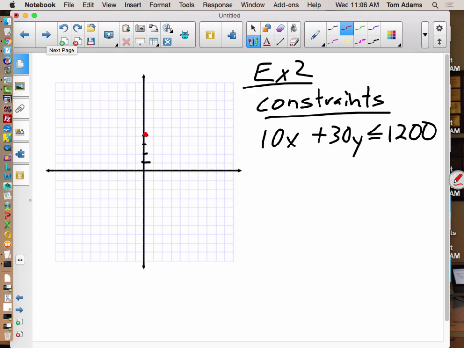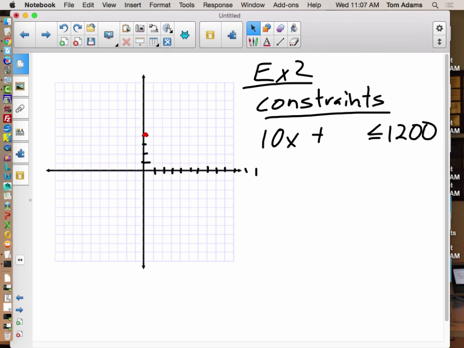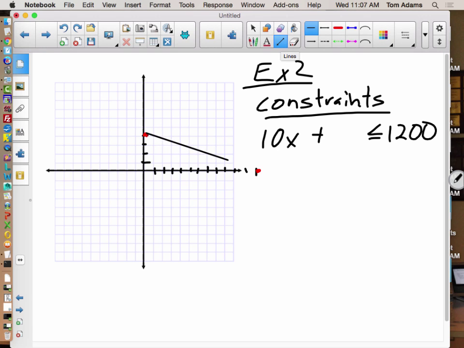Now the other thing I need to do is the exact same thing. I could pretty much pretend that this goes away. And what's my x-intercept? 120. So if I count by 20s again, I go 1, 2, 3, 4, 5, 6, 7, 8, 9, 10, 11, 12. So it's going to end up way over there. I'm going to draw a line between those two, and I'm just going to actually draw the line.